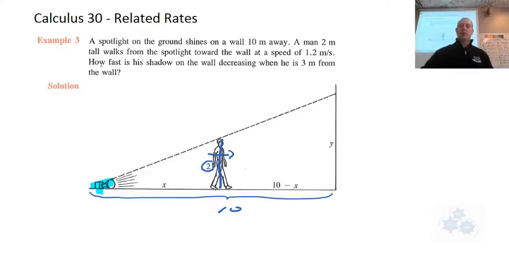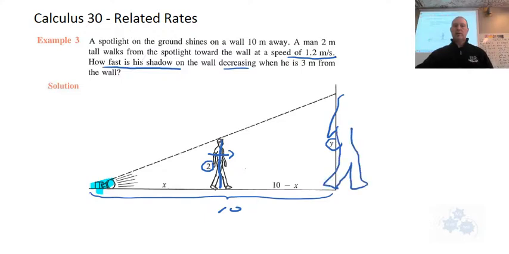So this is a related rates question. Here's one rate, the speed of the man as he moves. Here's the other rate, how fast is the shadow decreasing? And that's this one right here. See, this would be the man's shadow, right? Here he is walking. All right, this is him walking here. Okay, so that's his shadow.